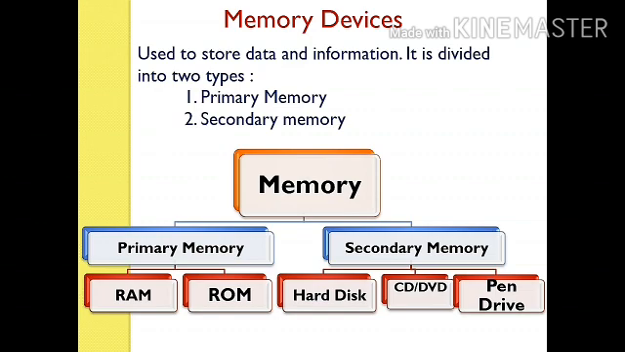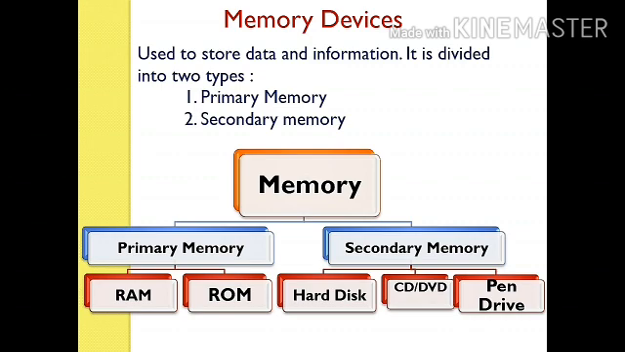Memory enables the computer to store data, instructions and information. The data means facts, figures, words, etc. that we want the computer to work on. The instructions are the commands that tell the computer how to work on the given data. And the information is the result or the output given by the computer. So the memory devices are used to store data and information.